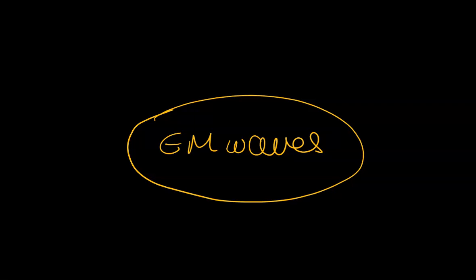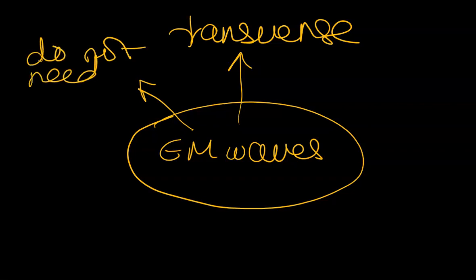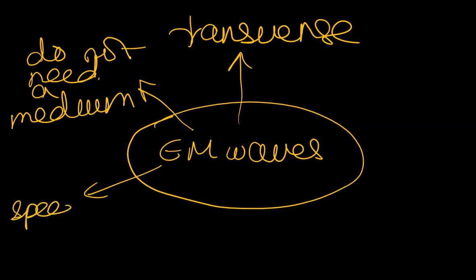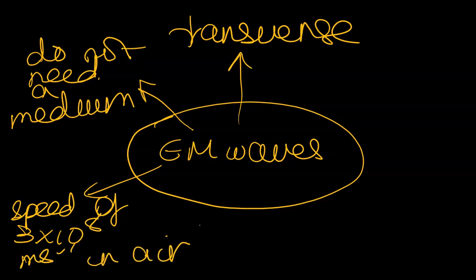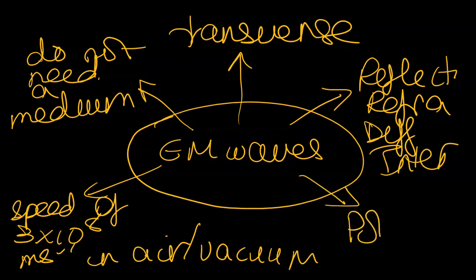So let's just do some basic revision. EM stands for electromagnetic wave, which goes into how these waves are generated and their components. They are examples of transverse waves. It means they do not need a medium to be transmitted. As well, they have a speed of 3 by 10 to the 8 meters per second in air as well as a vacuum. They exhibit all properties of a wave: reflection, refraction, diffraction, as well as interference, and they can also be polarized.